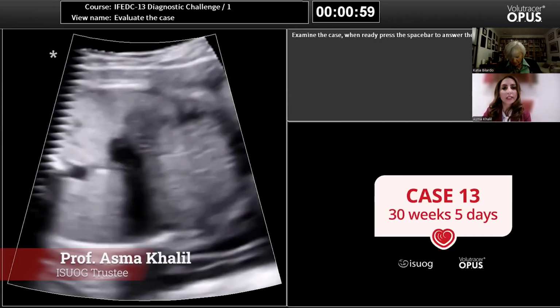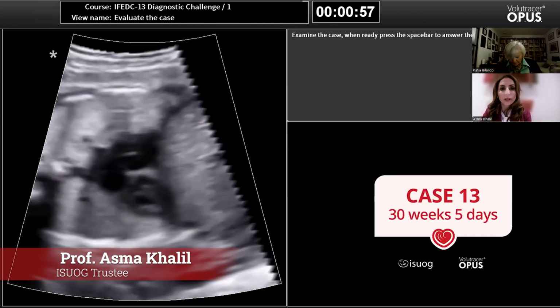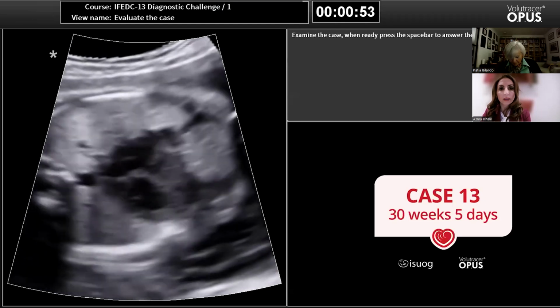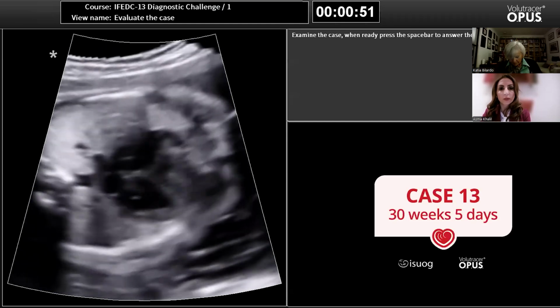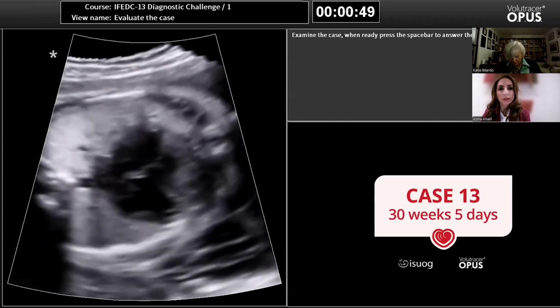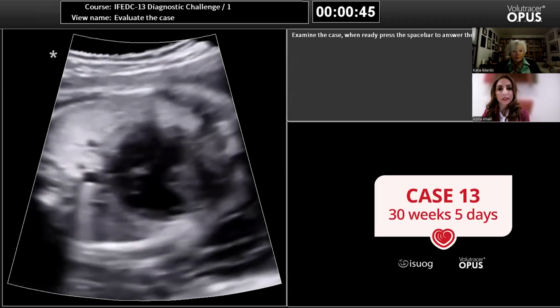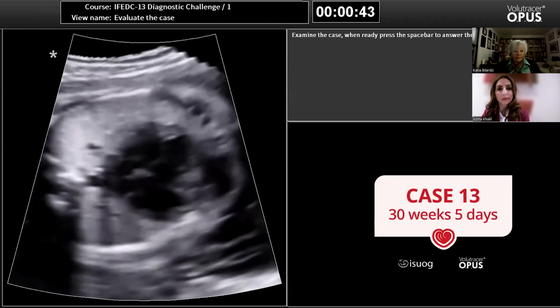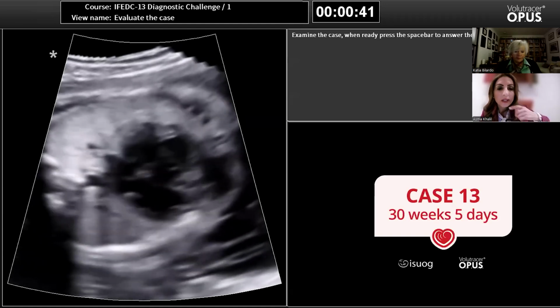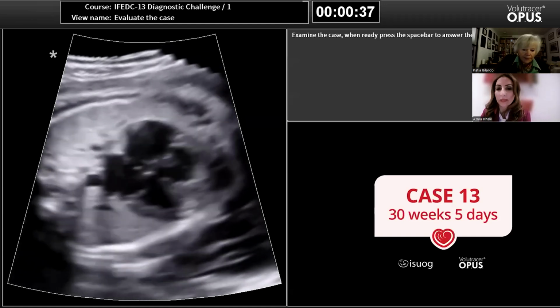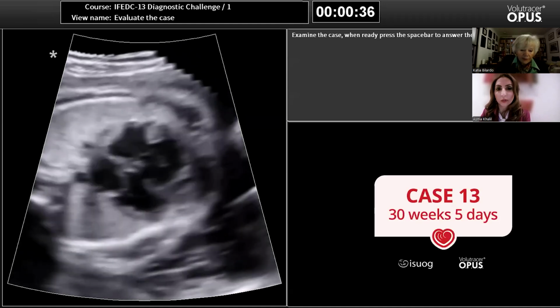Case number 13. Again, you go systematic. So this is a 4-chamber view. What are you seeing here? Does it look normal or abnormal? You're seeing the atrium look normal, and the ventricle also look normal.